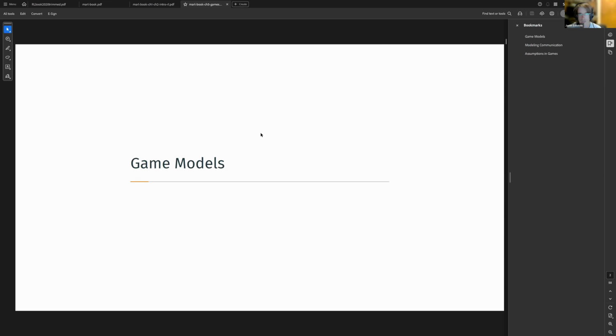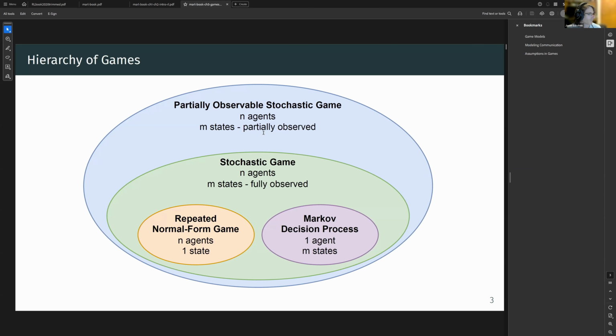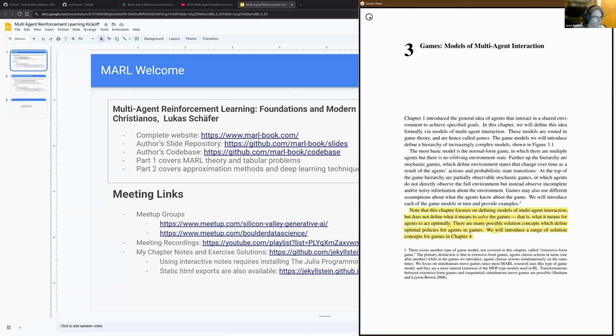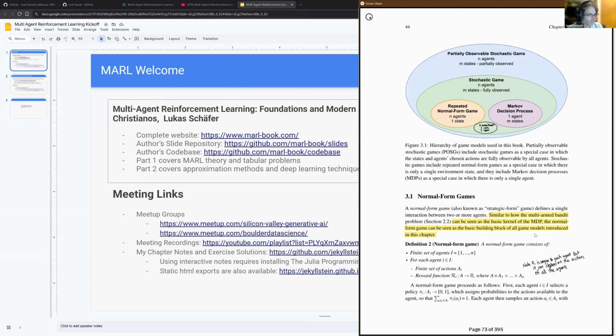So, game models. Here's this diagram. I took this diagram, and I did add one little thing to it. We're not going to talk about solving these games in this chapter. The purpose right now is just to define the games themselves and what they mean. Chapter 4 is going to deal with different solution techniques and what we even mean by that.